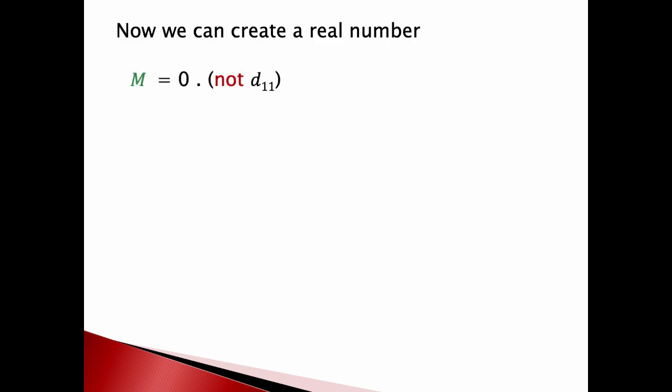Okay, so here's how we create our real number, which is not on the list. I'll call it M. First we put 0 because I'm not going to worry about any of the stuff to the left of the decimal place. I don't really care. I just need to make a number that's different from everybody else. So I can just focus on the stuff to the right of the decimal place. Then I go to the first number, F of 1, and pick a digit which is not D11, the first digit for the first number.